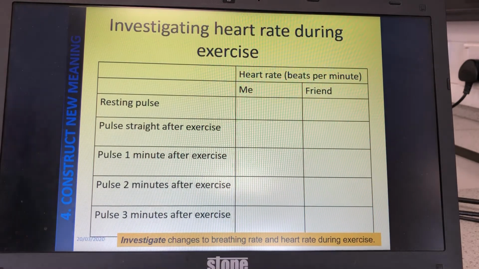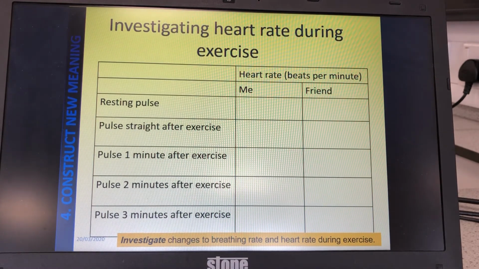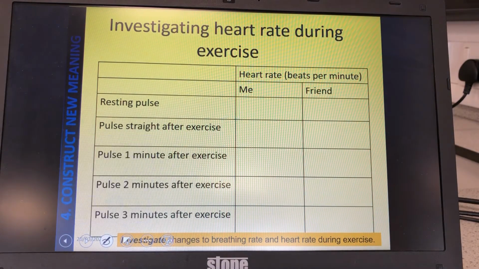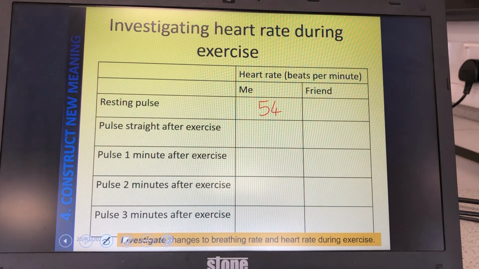I'm going to add my results to the table, okay, just so you can see what I've done. If you want to use my results to compare to, perfectly okay. So I had 54, which wasn't my resting pulse at that point in time because I was stood up and I'd had a bit of a conversation with you. So my heart rate was a bit higher. The reason I'm saying this is because my pulse 3 minutes after exercise hasn't actually dropped all the way back down, which is what we're hoping for.